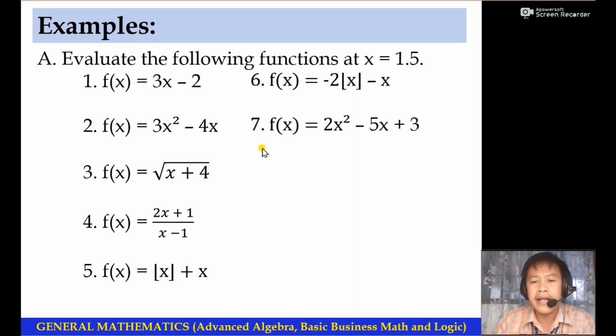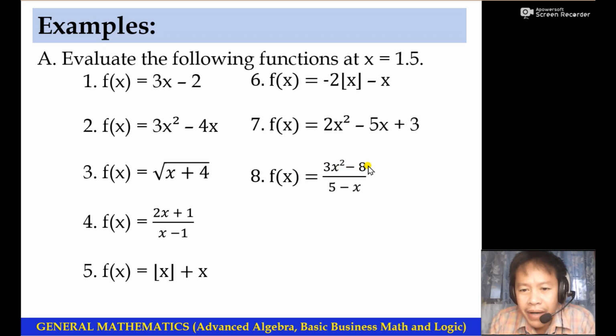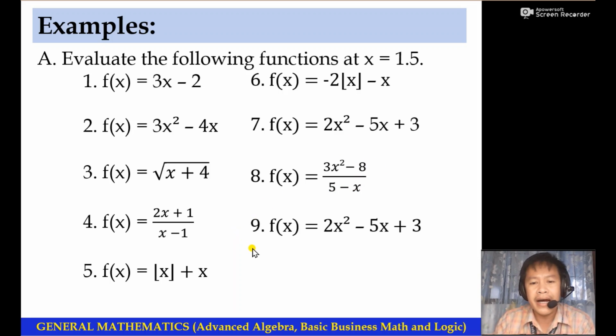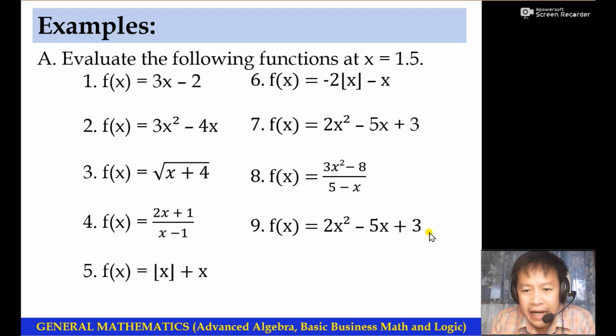And number 7 is f of x is equal to 2x squared minus 5x plus 3, a quadratic function because this is degree 2. And the graph of this particular function is a parabola opening upward. Okay, number 8. F of x is equal to 3x squared minus 8 all over 5 minus x. And this is a rational function. Number 9. F of x is equal to 2x squared minus 5x plus 3. And this is a quadratic function.